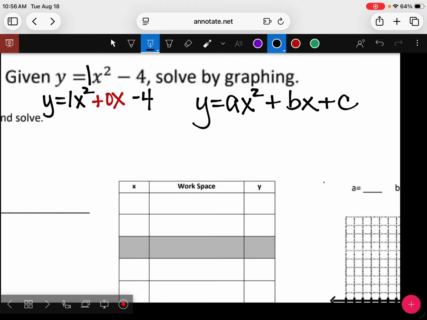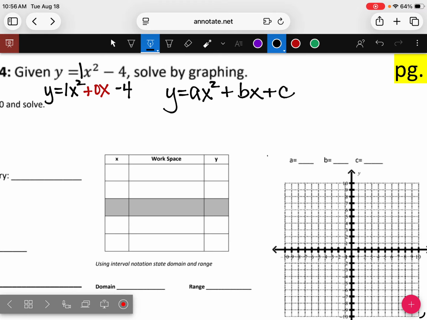So let's go ahead and put our a, b, and c. 1, 0, -4. All right, I want everybody to find the axis of symmetry. 0 is the only thing that doesn't have an opposite. There is no opposite of 0. 0 is not positive or negative, it's just 0. You could put -0 or +0, but it doesn't change the fact that it's just 0.